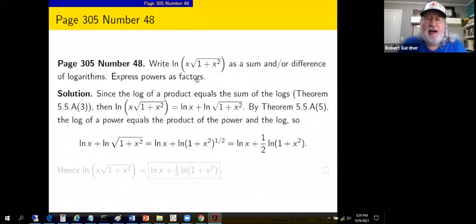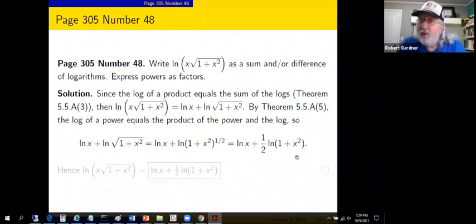It says express powers as factors. Well, that square root is effectively an exponent, a power. So we can take the log of the square root of 1 plus x squared, and write it as the log of 1 plus x squared to the 1/2 power, the 1/2 being inside the log function. When you have an exponent inside a log function, it comes out front as a coefficient. So this becomes natural log of x plus 1/2 log 1 plus x squared.